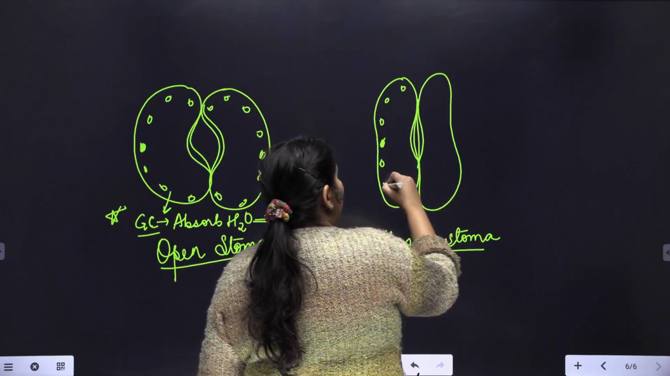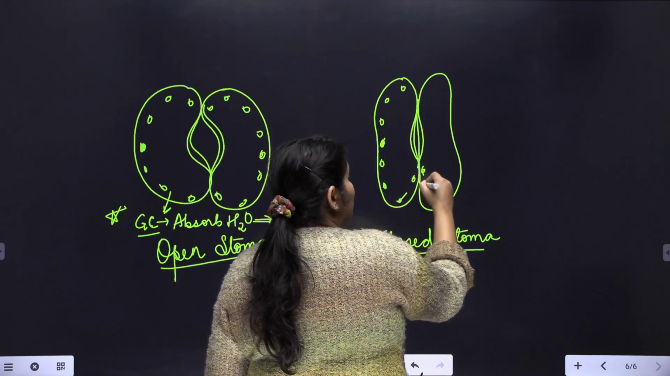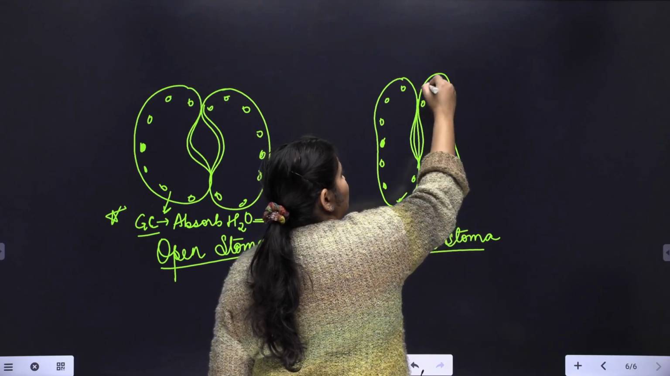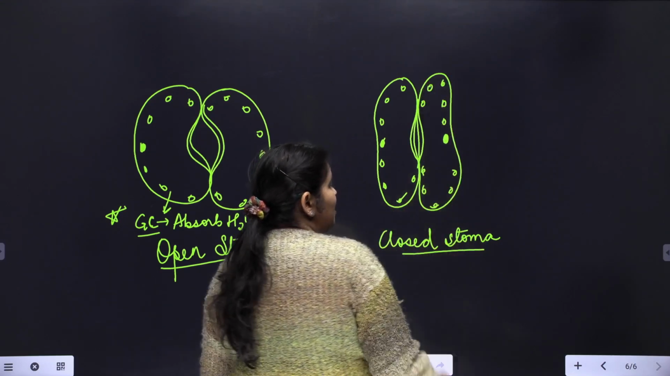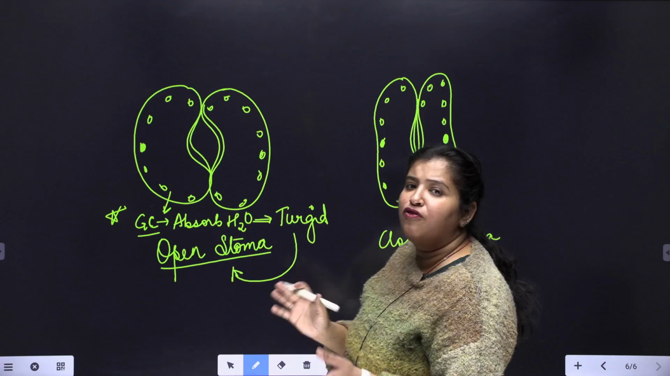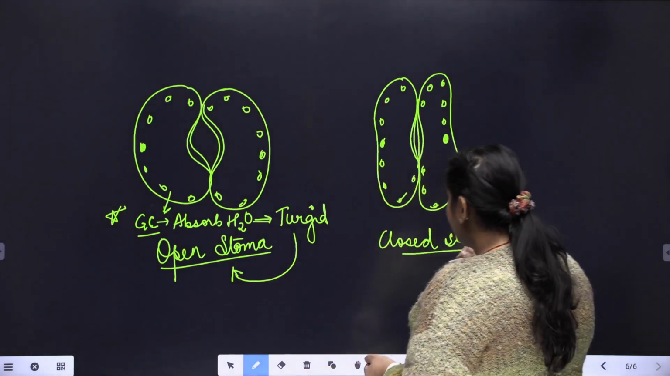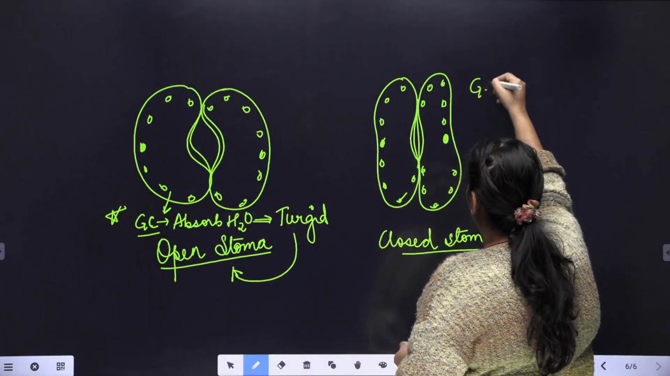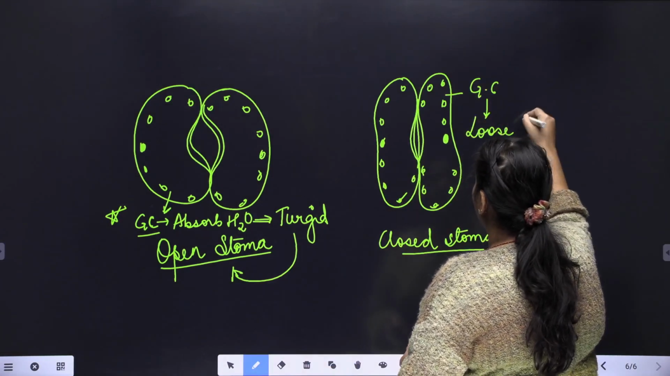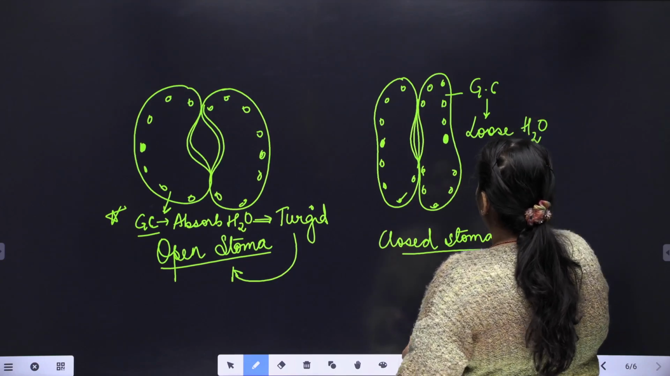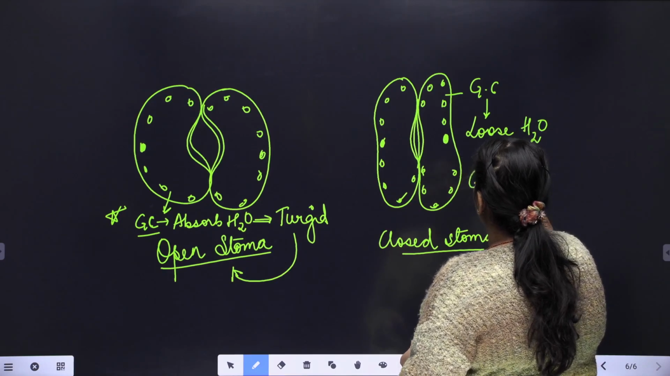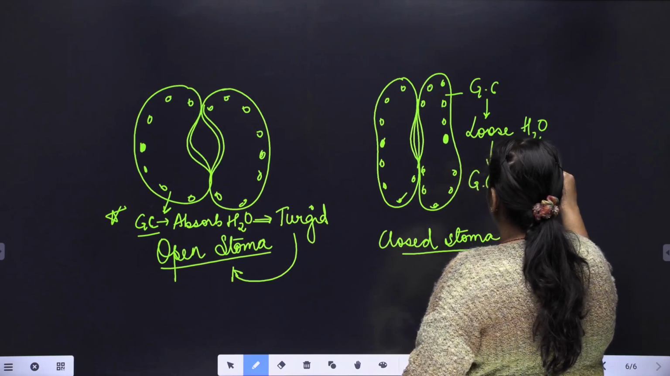They will have chloroplast. They will have nucleus. This does not mean that they will not perform photosynthesis. They'll do everything else. But when it is closed, it will not allow the stomata to perform its function. And how will it close? The guard cell is going to lose water to the surroundings, and this loss of water makes the guard cells shrink.